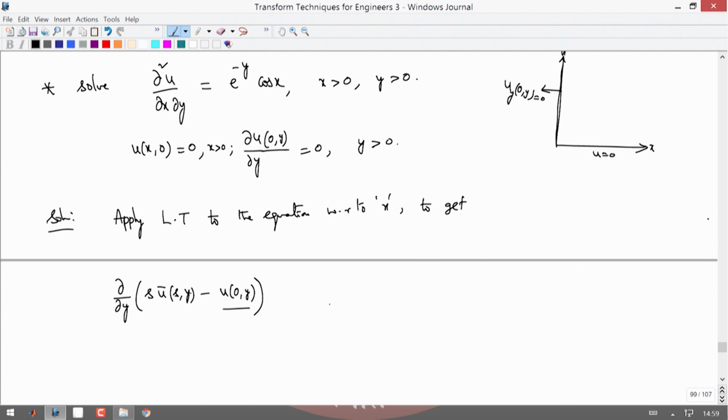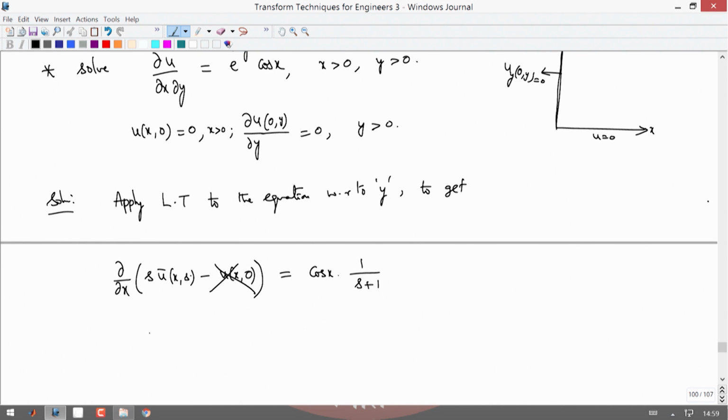But instead you can apply the transform with respect to y. If you apply it, you see the change: this is going to be s ū(x, s), and this is going to be u(x, 0) at y = 0. This we know, so we can use it. The right side is cos x times e^(-y), whose transform with respect to y is simply 1/(s+1). So you have ∂ū(x, s)/∂x equal to cos x times 1/(s+1).